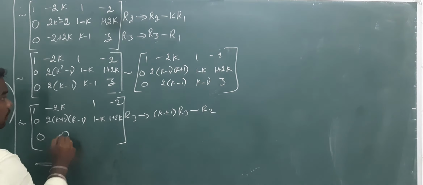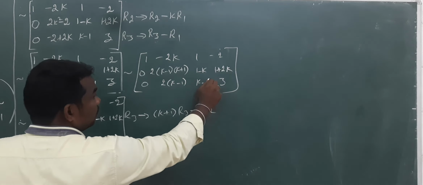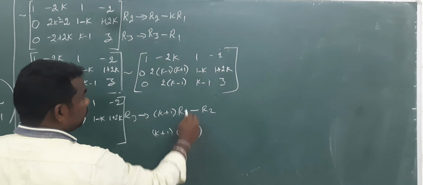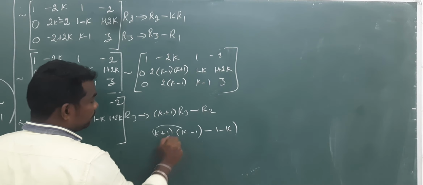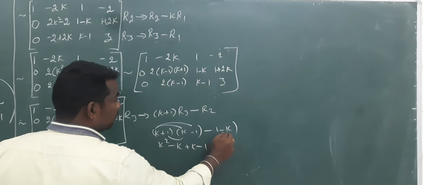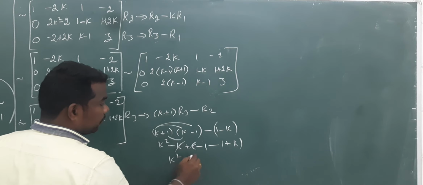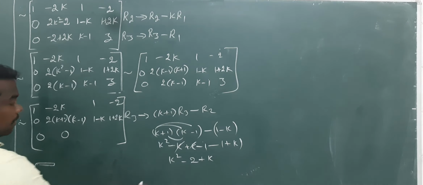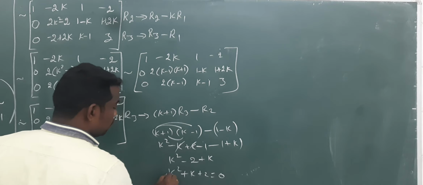And subtract, it will be 0. And there is k minus 1 already there. So if you multiply that, that is k plus 1 into k minus 1. If you subtract the value 1 minus k, it will be multiplied: k square and minus k, then plus k minus 1 and minus 1 plus k. It will be cancelled, k square minus 2 plus k. So it will become a quadratic equation. You will write k square plus k minus 2 is equal to 0.